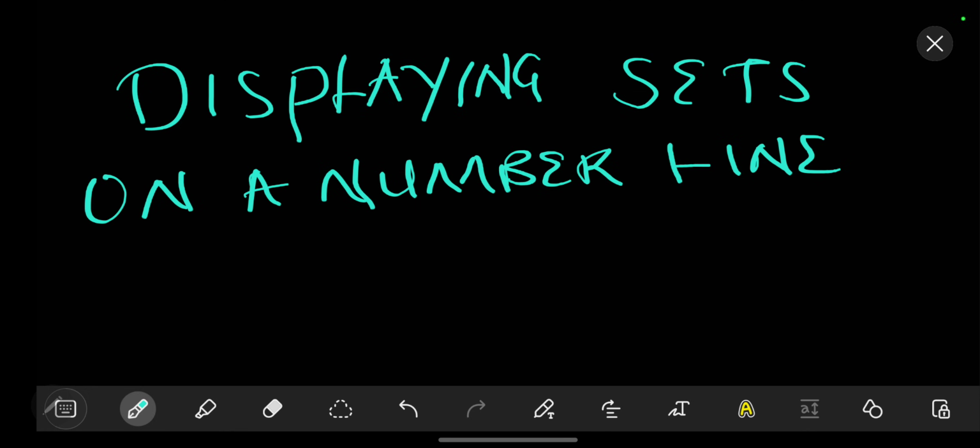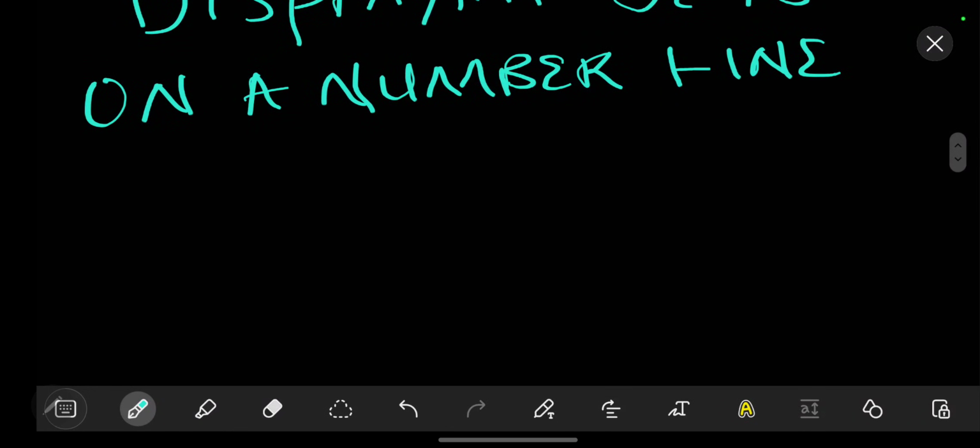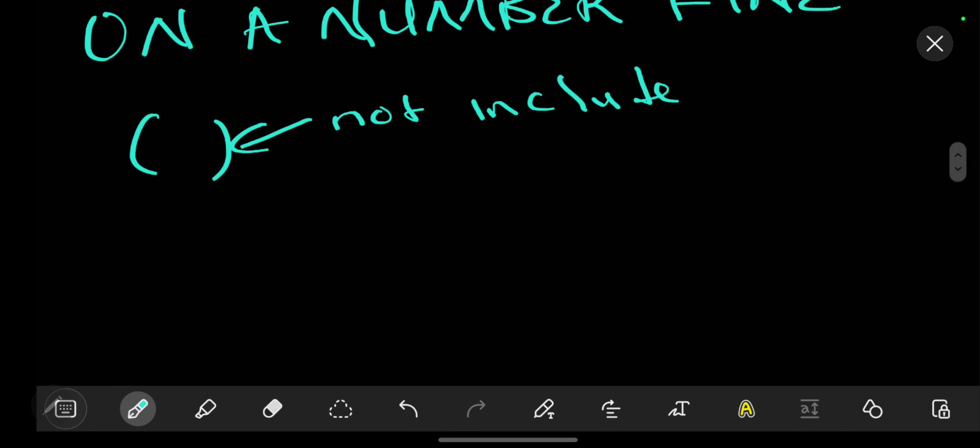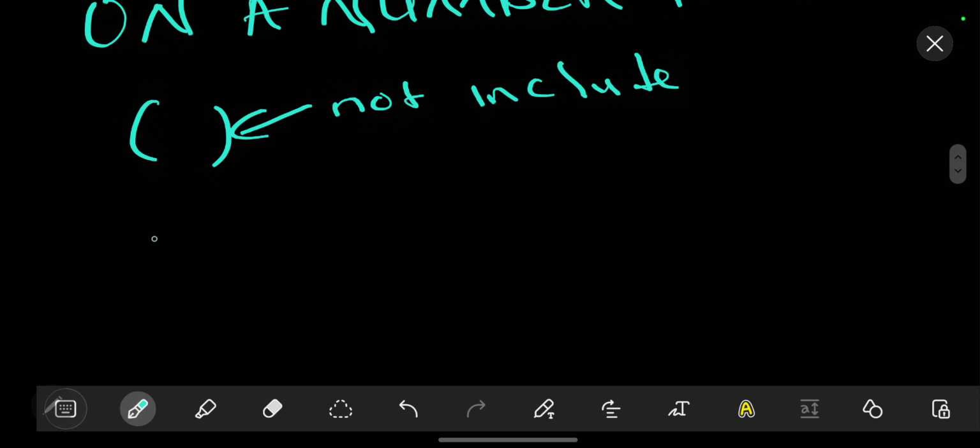So what are some of the things that you need to know under sets? Firstly, when you look at these brackets, if the brackets are like this, you're going to say this one is not included. So whatever number is in this type of bracket, it means that number is not included. If you have something like this, it means the number is included.